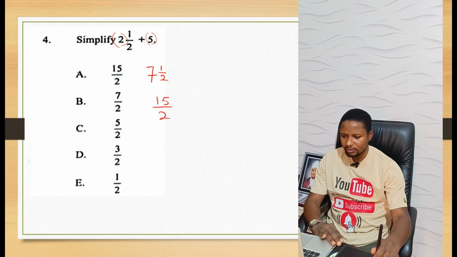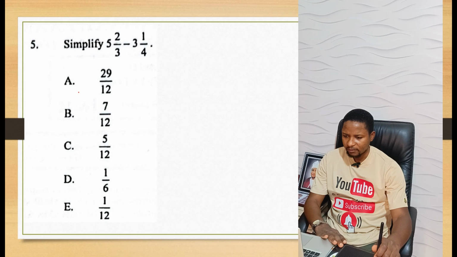And that is your answer, option A. Moving on to question 5. We have simplifying to mixed fraction. So deal with the whole number first. 5 minus 3, you have 2.